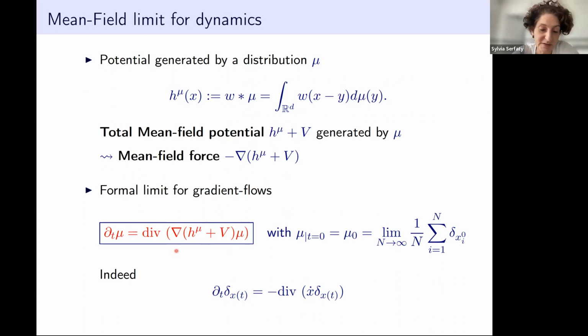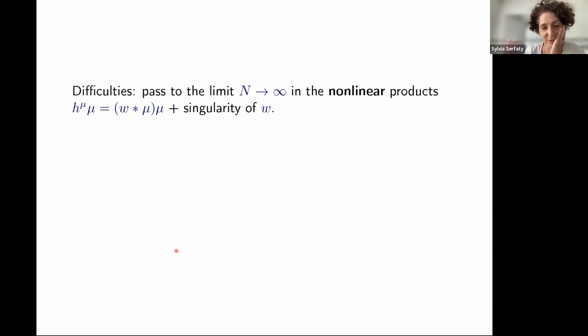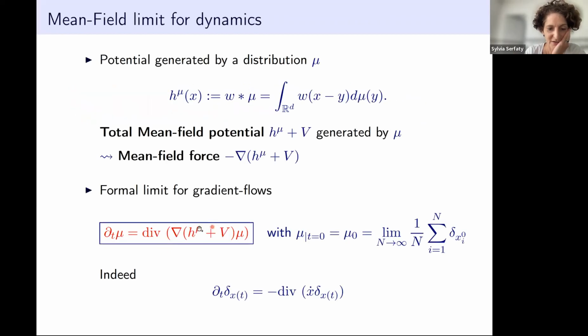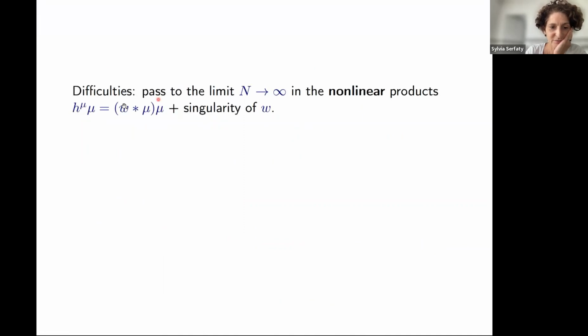Now, it's easy to write this at the formal level, but to prove that you really have convergence as n goes to infinity to the solutions of this PDE, that's much harder. It's trickier because, first, you want to pass to the limit n goes to infinity, and you have nonlinear terms, right? You have a term h mu times mu. So it's nonlinear in mu. And in addition, you certainly have to worry about the singularity of the interaction W, which is an inverse power, typically.